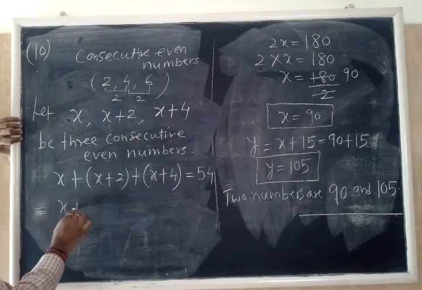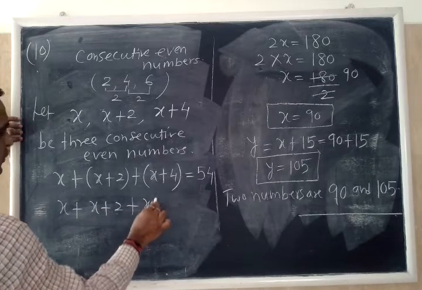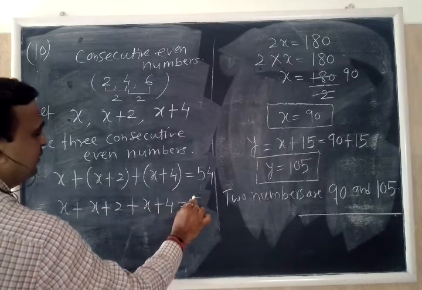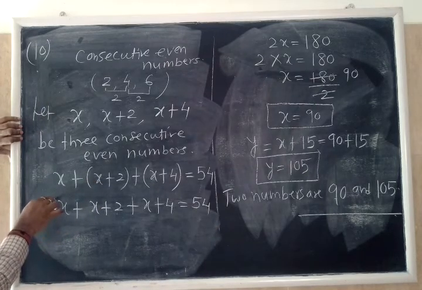So x plus 2 plus x plus 4 is equal to 54. What do you mean by x? You can add them. X means 1x.